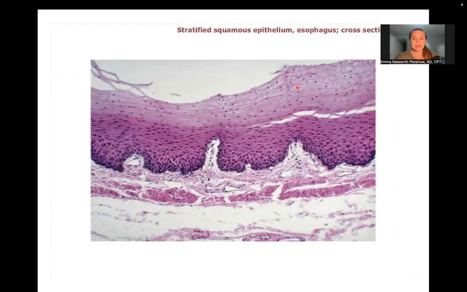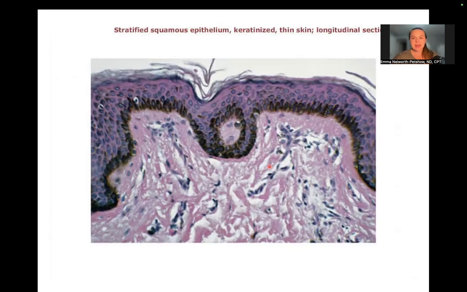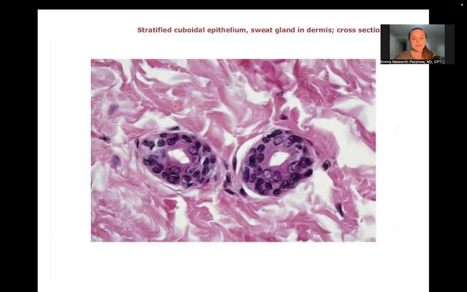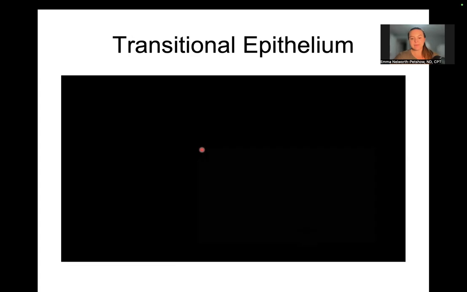This is now showing the esophagus, again, stratified squamous epithelium. This is showing skin, thick skin. So we have our keratinized layer, and then we have our multiple layers of the epidermis. And then this is showing thin skin, again, multiple layers of the epidermis of our stratified squamous epithelium. A few examples of stratified cuboidal epithelium. And then I have one more type of epithelium I want us to look at, which is transitional epithelium.